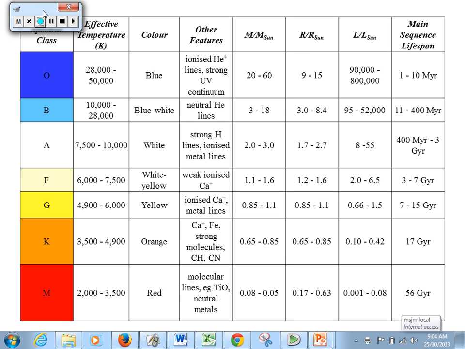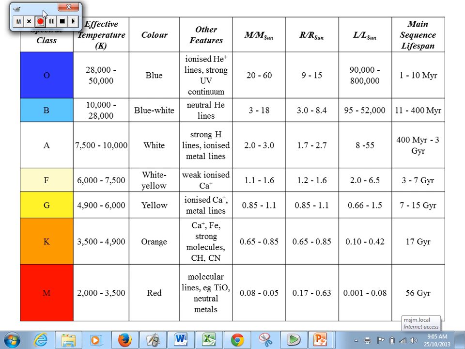O-class stars are characterised by really deep helium lines as well as the hydrogen. They all have hydrogen lines, but the reason why helium is present is that helium is ionized. Now, O-class stars are so hot they knock the electrons off any atom. So any atom that you've got cannot have electrons orbiting it. So everything in it is ionized.